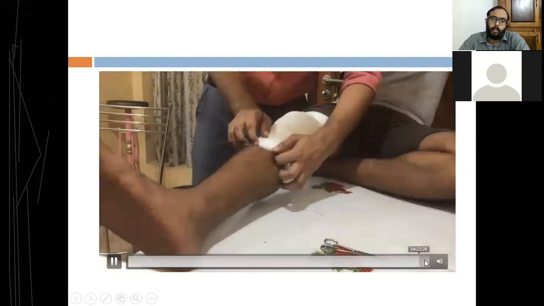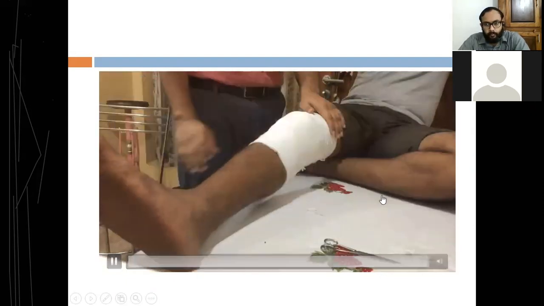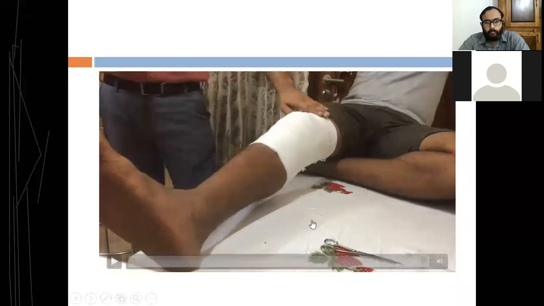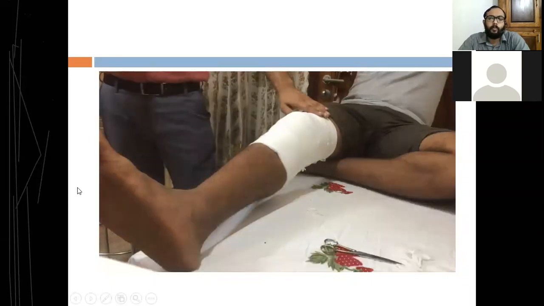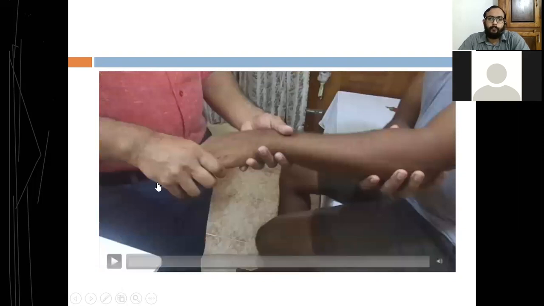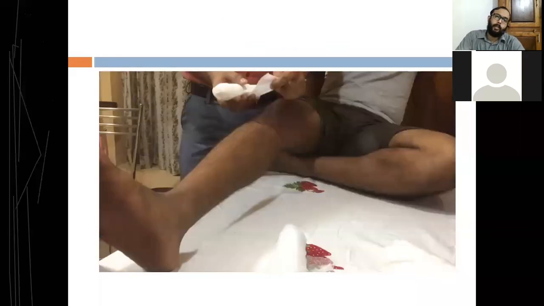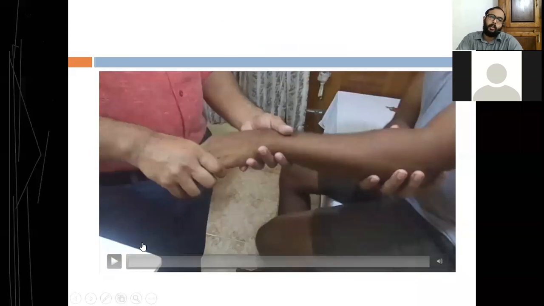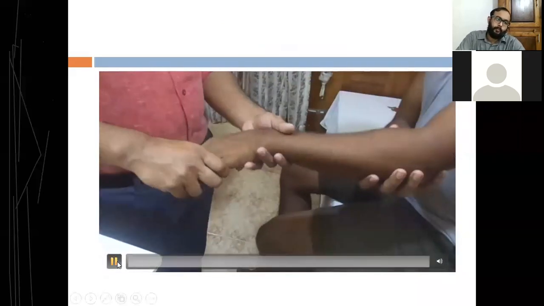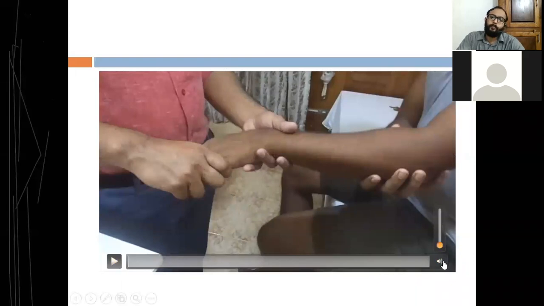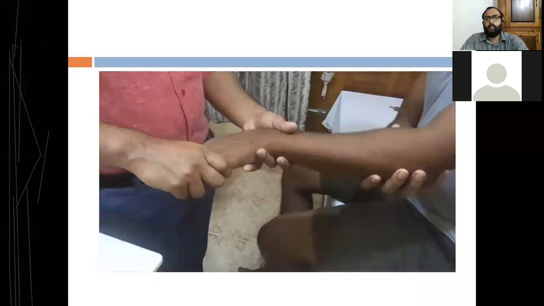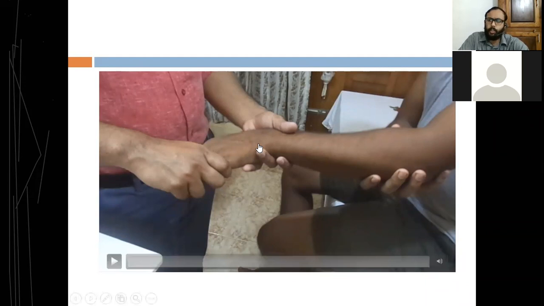This is also swastika bandha or figure of 8 bandage. Coming to Anuvilita bandha, here we saw one swastika bandha, the hip spica bandage. This is the knee bandage. This is also swastika bandha. This is Anuvilita bandha, the spiral bandage on limbs, used in Colles fracture, distal radius fracture, and also in bimalleolar fracture of ankle. In such conditions, we are doing spiral bandage.